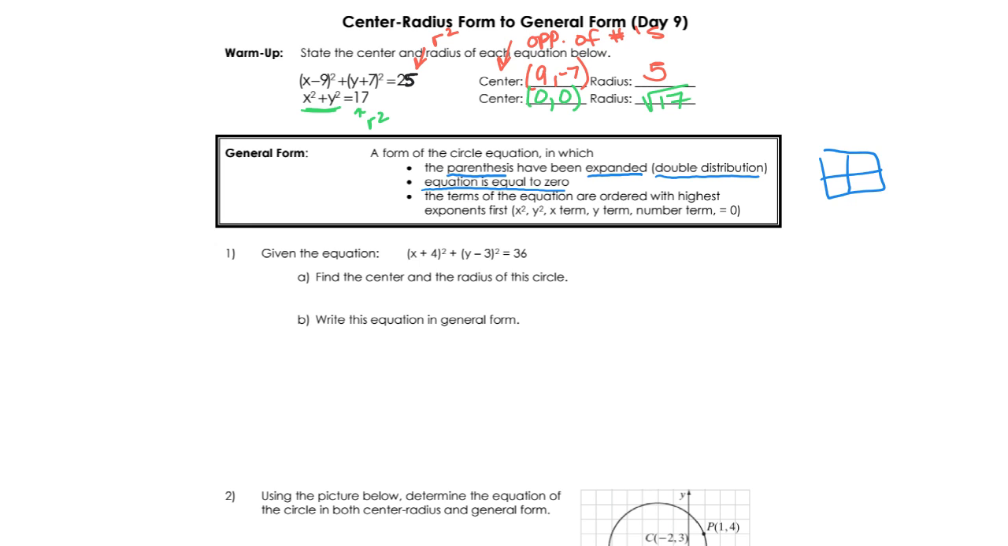Third one, it says that the terms of the equation are going to be ordered. All right. They always take your x squared and your y squared and put them as the first two terms, and alphabetical. That's why the x squared comes first, the y squared comes second.